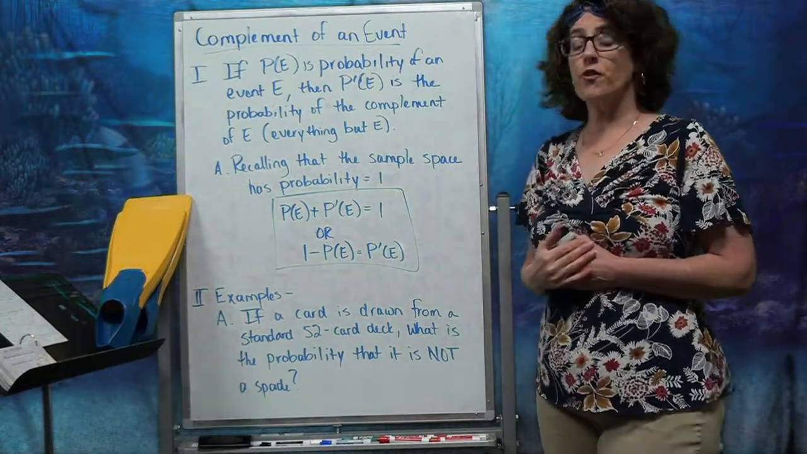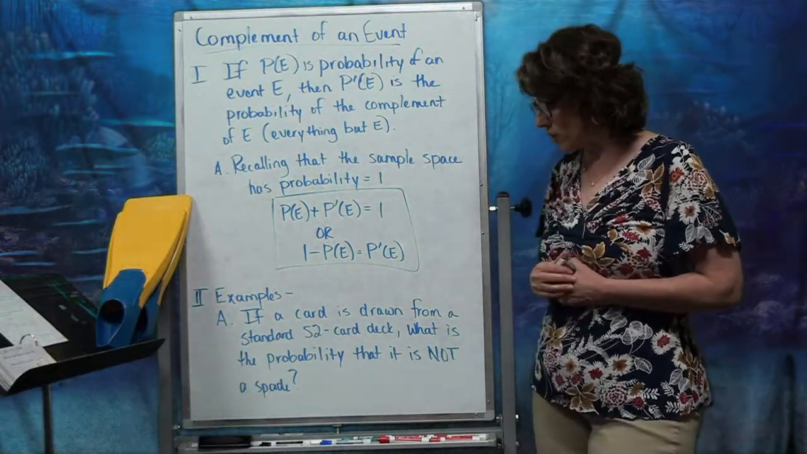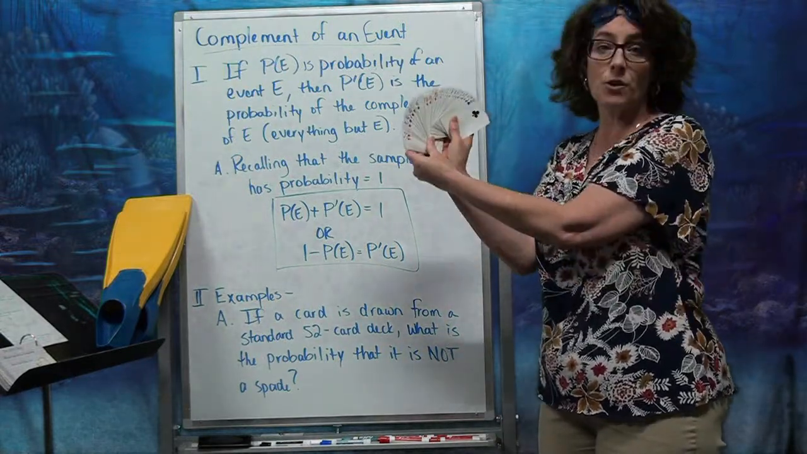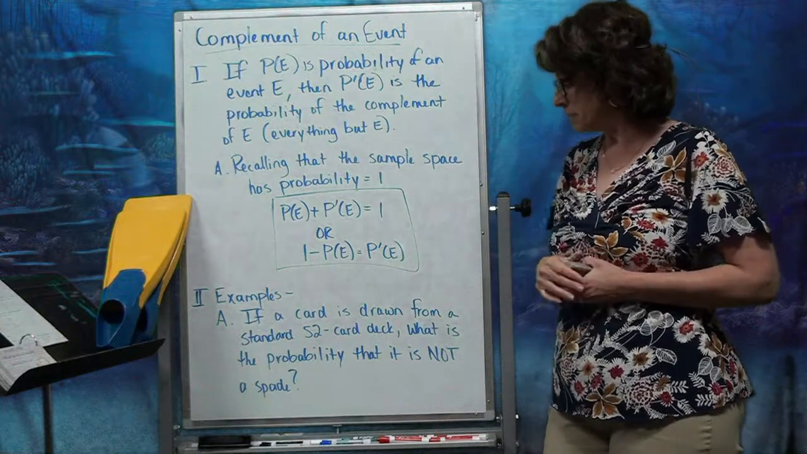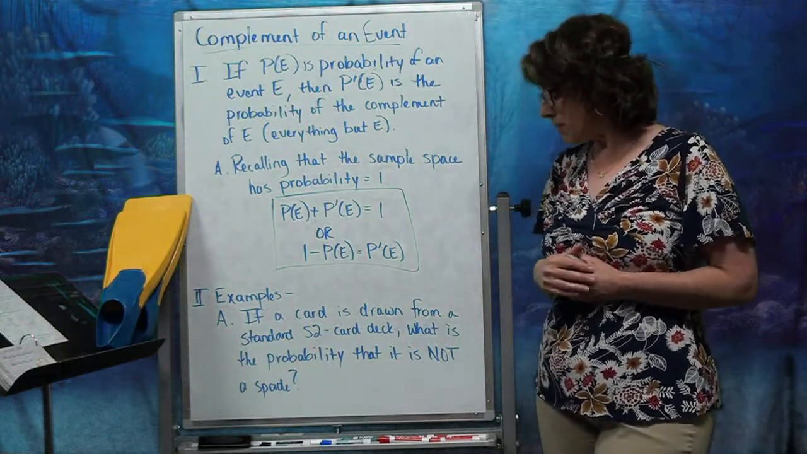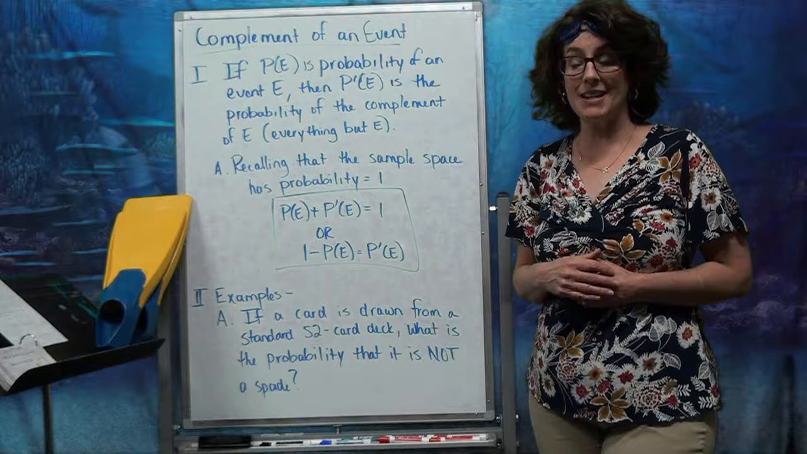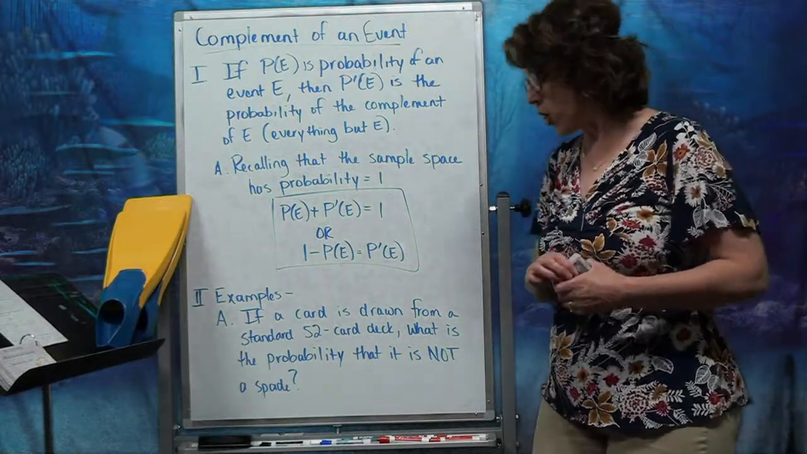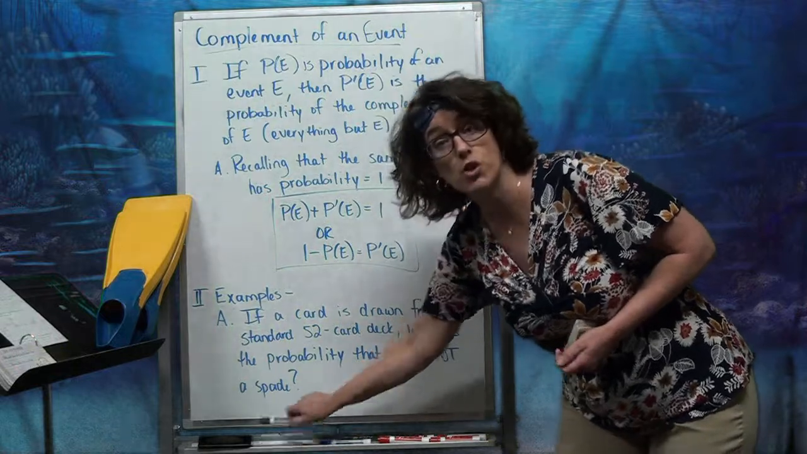So let's take a look at our first example that says, if we have a card that's drawn from a standard 52 card deck, and I've got a standard 52 card deck here with me, we want to know what's the probability that it is not a spade. Well, if you're not familiar with cards, there's certain things that you need to understand about cards. The first is that you have 4 suits.